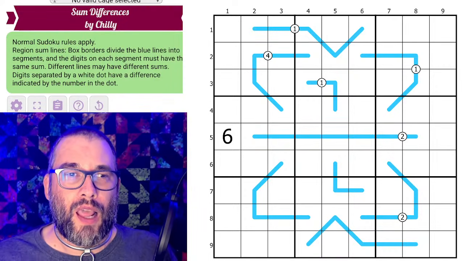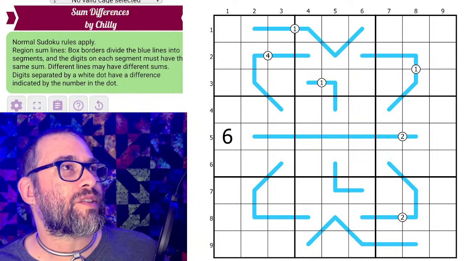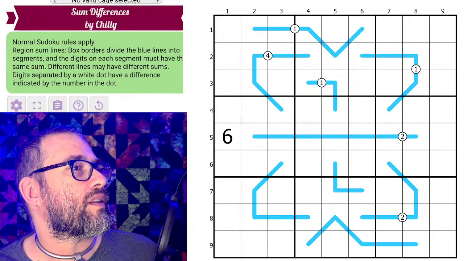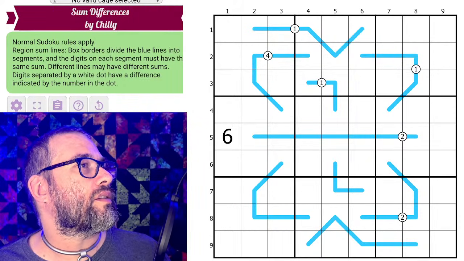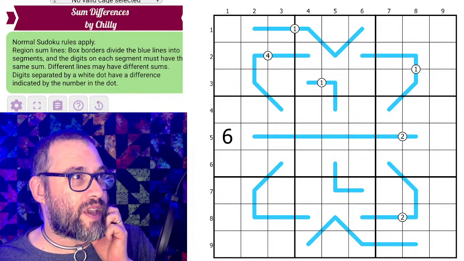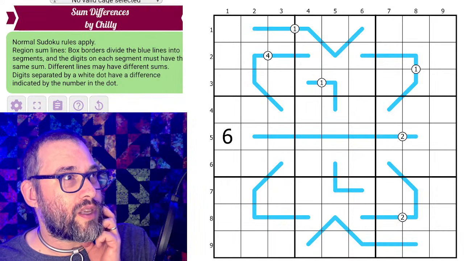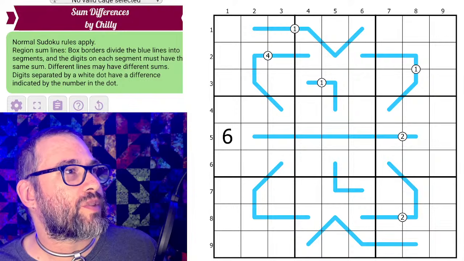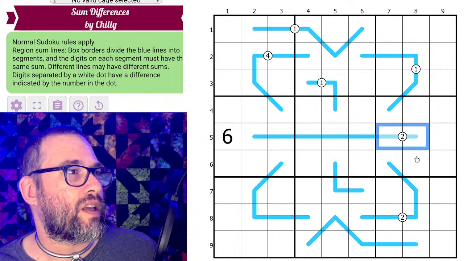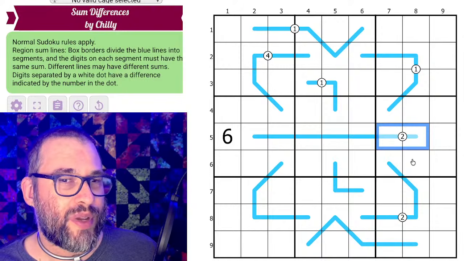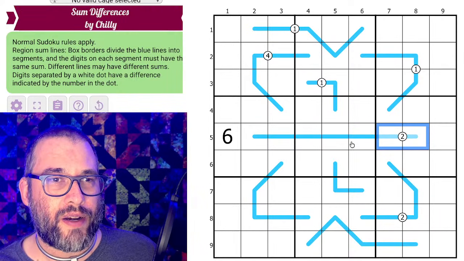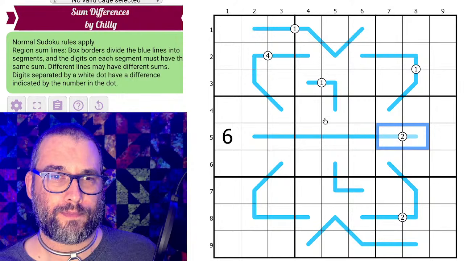Okay. We have region sum lines. Click. Box borders divide blue lines into segments. Each segment has the same sum. Different lines may have different sums. Digits separated by a white dot have a difference indicated by the number in the dot. Fair enough.